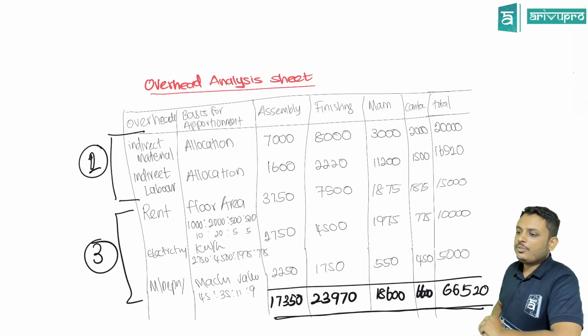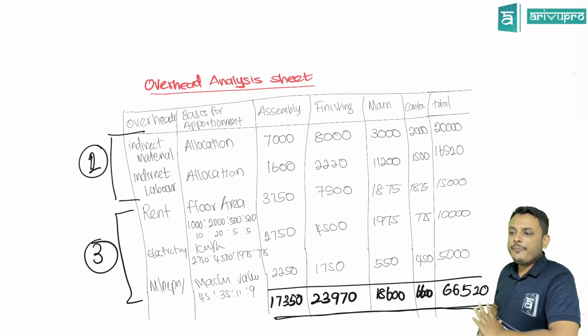Students, identification of overhead understood, allocation of overhead understood, apportionment of overhead understood. First three steps understood. Let's take a break.